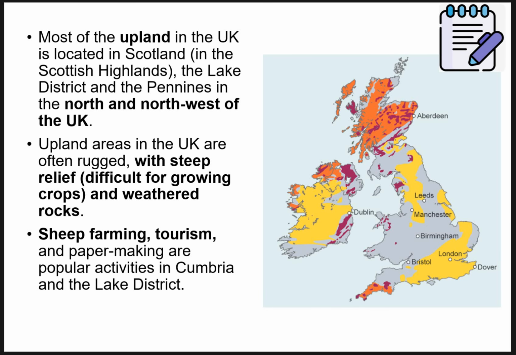So let's look more closely at these upland areas. Most of Britain's upland areas are found in Scotland, the Lake District, Snowdonia and the Pennines, and they all have several things in common: high relief, steep slopes, thin soils, cooler temperatures, and a greater amount of rainfall. These conditions make crop farming very difficult. That's why sheep farming is so common. Tourism in these areas is also extremely important. Millions of people visit these landscapes every year to walk, climb and enjoy the scenery.